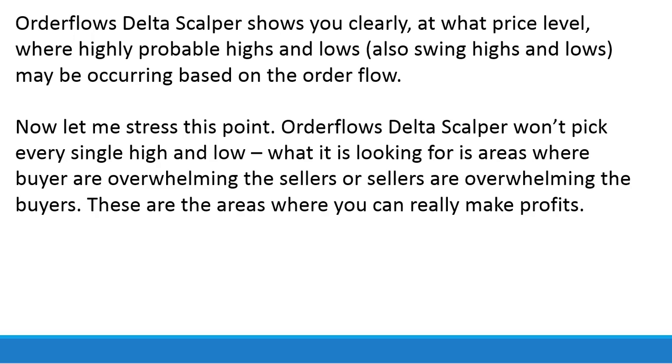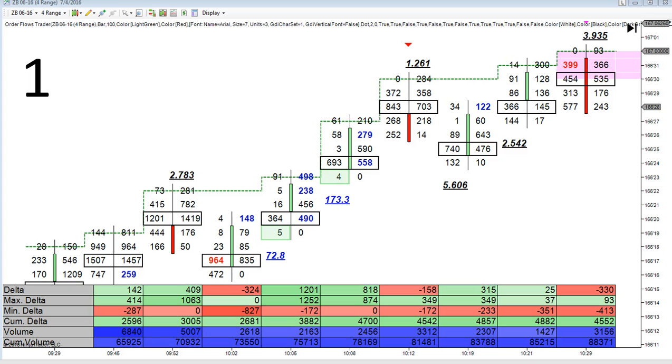What it's looking for are areas where buyers are overwhelming sellers or sellers are overwhelming buyers. Those are areas where you can make profits. It's those areas where one side is overwhelming the other that oftentimes is where the shift in supply and demand is occurring. Okay, so let's just jump into a bunch of charts here. I have these labeled, some are sequential, 1, 2, 3s, so we'll see.